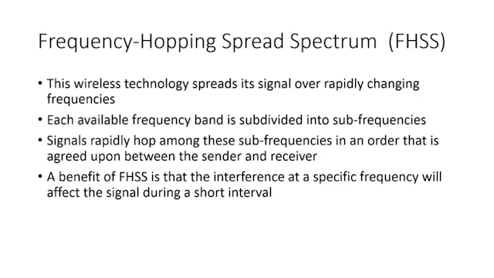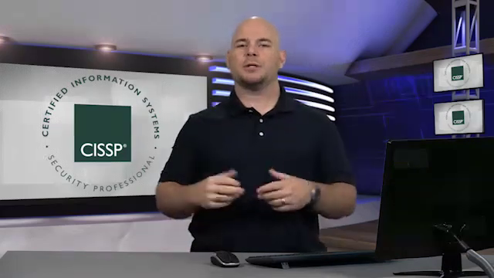So the benefit of FHSS is that the interference at a specific frequency will affect the signal during a short interval, because there may be interference here, but I'm getting ready to hop down here, and so we're good to go. So I may just hop right around that interference. So it's working on the probability that it's hopping so much that there won't be interference there.